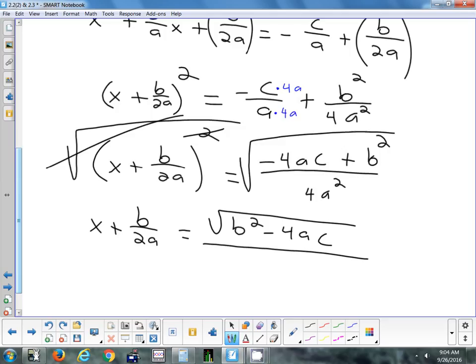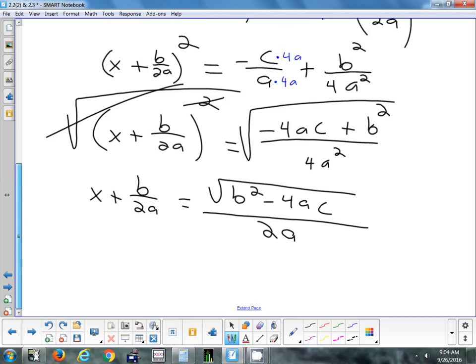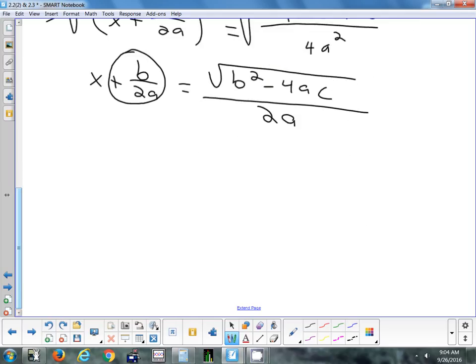This part under the root, we've mentioned the name of it before. It's the discriminant. And what does the discriminant tell you? It tells you something very important about your quadratic. Anybody remember, if it comes out positive, it means something. If it comes out negative, it means something. Or if it comes out to zero, it means something else.